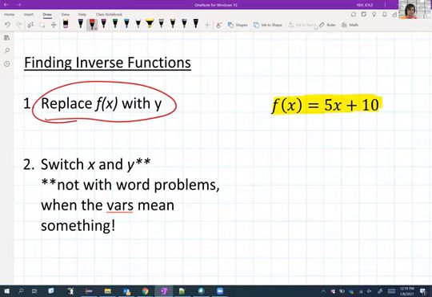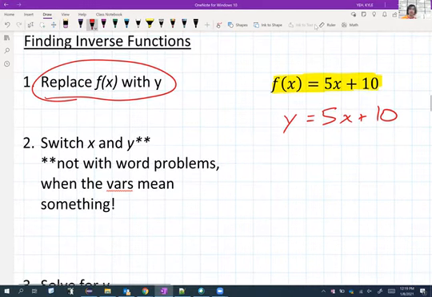Why do we do this? Because f of x is kind of clunky to work with in an equation when we're moving around. Those parentheses often get confused for multiplying. So step 1, we're just going to say, you know what? Y equals 5x plus 10. Okay? Now step 2 says switch x and y.